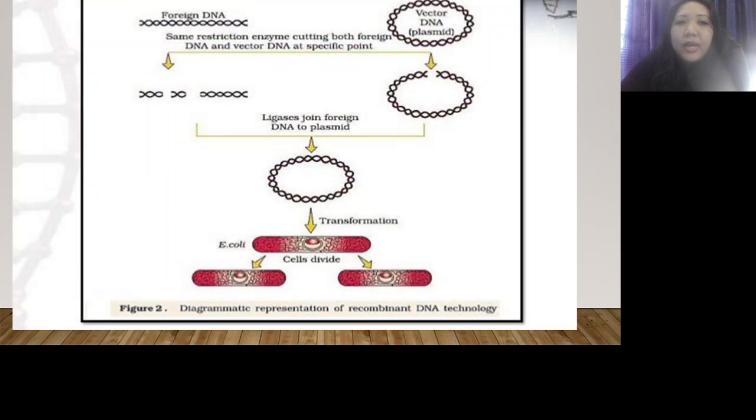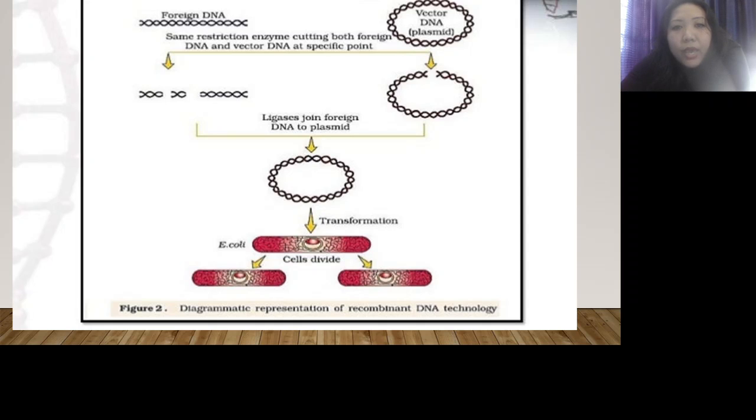Now let us see a diagrammatic representation of the recombinant DNA technology. First see here, there is a foreign DNA and this one is the vector DNA, both cut by the restriction endonuclease enzyme. The required fragment, we are inserting it into the plasmid and then it is joined by the DNA ligases. Now this is the transformed plasmid that is joined with the fragment or the required gene.